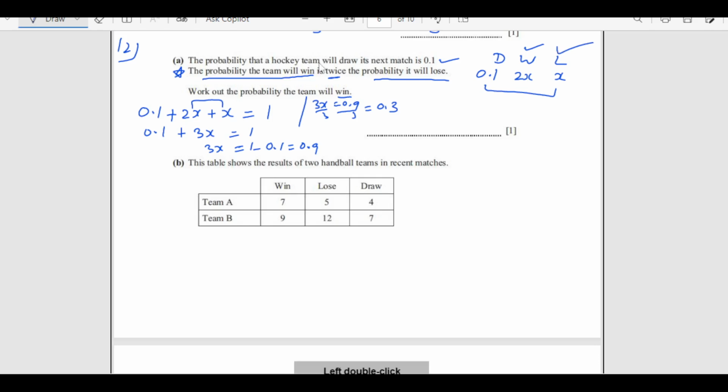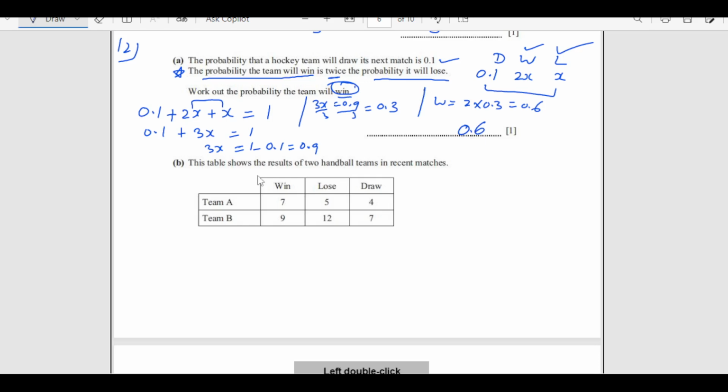We are looking for the probability to win. So the probability to win is going to be 2 times this. So the probability of winning is 2 times 0.3, that is 0.6. So the final answer is 0.6.